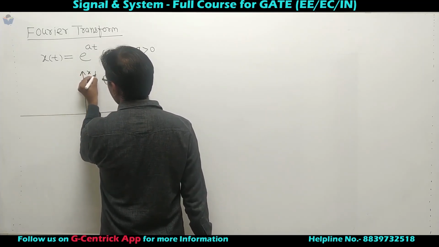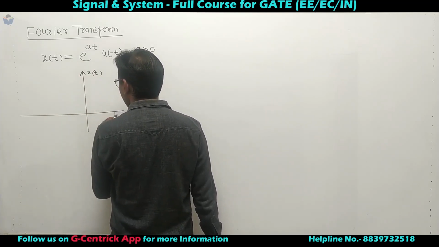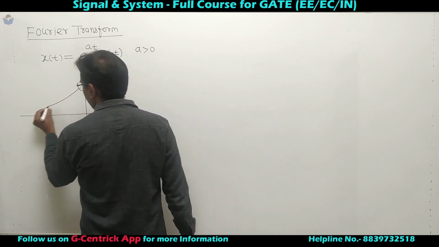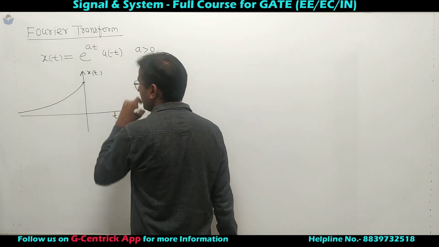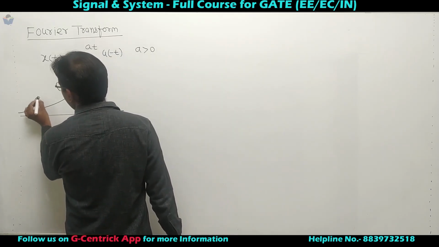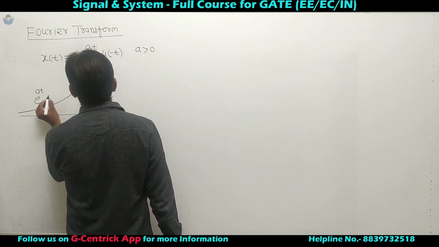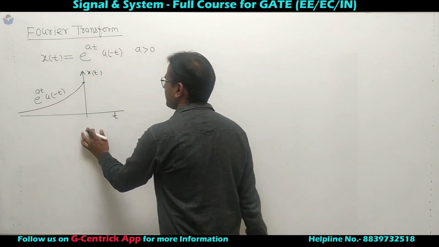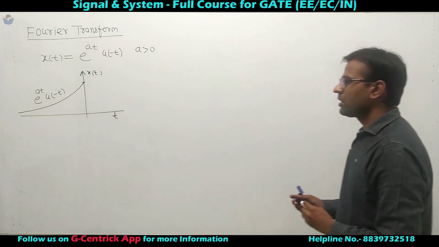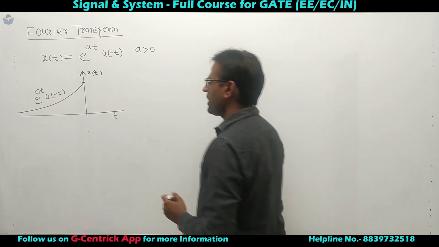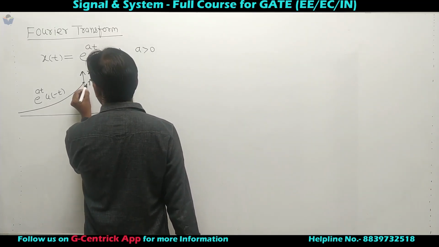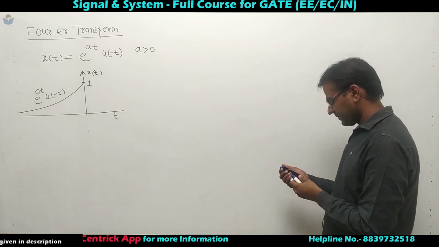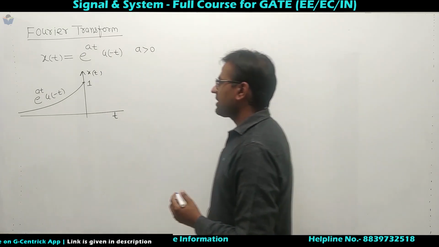This is x of t, this is t, and at t equal to 0 the value is 1, then the function will decay exponentially. So this is e to the power at into u of minus t. This is my function, and the value at t equal to 0 is 1. Now what can we say?